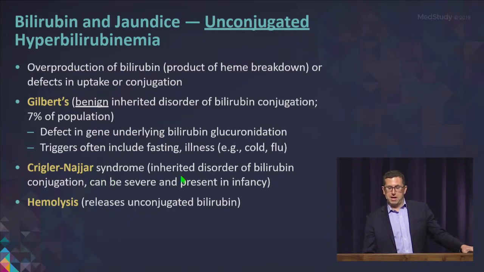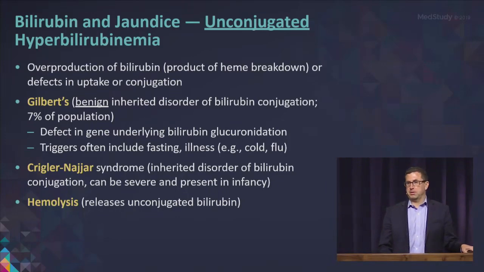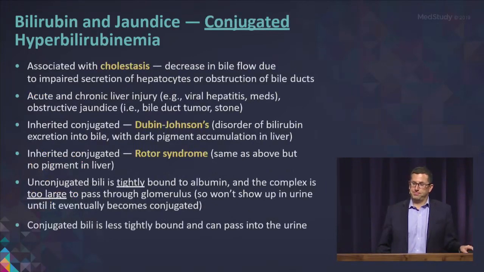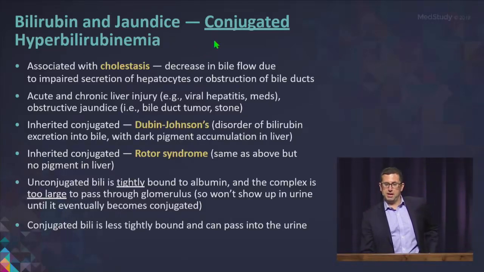Crigler-Najjar syndrome is an inherited disorder of bilirubin conjugation, which could be severe and present in infancy. Hemolysis is also going to lead to high levels of unconjugated bilirubin, like in sickle cell disease. If you see conjugated hyperbilirubinemia, that's really associated with cholestasis.